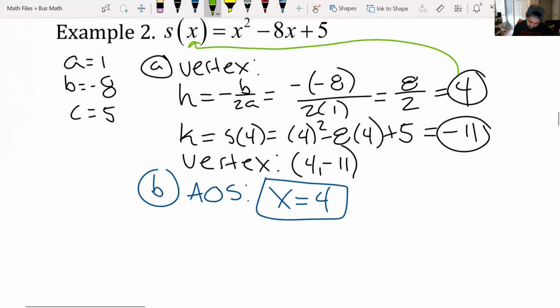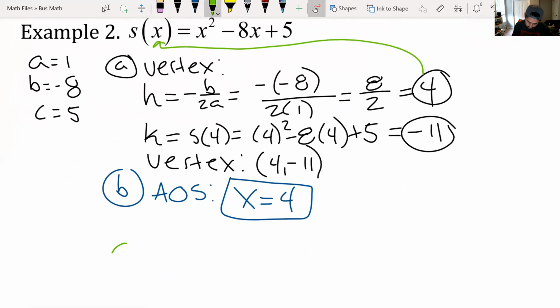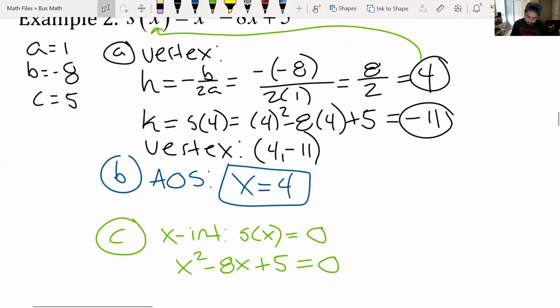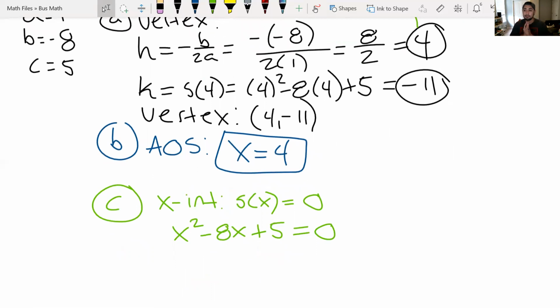C, intercepts. X intercepts. Let S of X equal 0. So X squared minus 8X plus 5 equals 0. Okay. So here we come up to an issue because there are no factors of 5 that can give me -8.